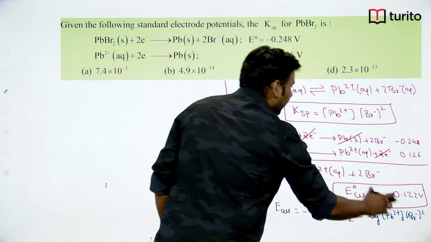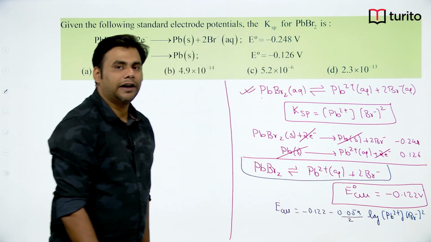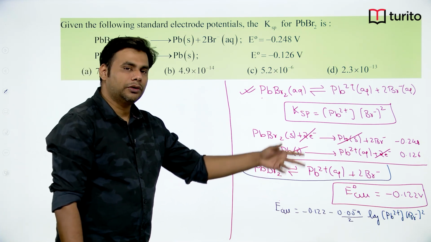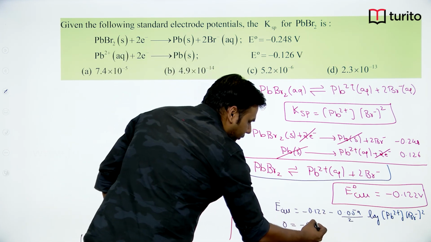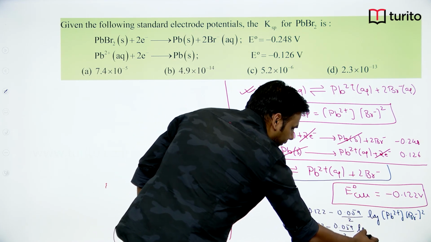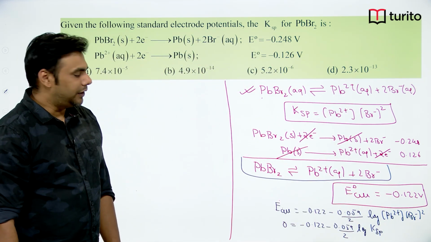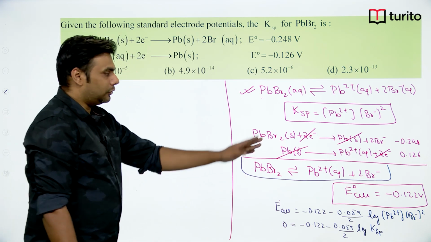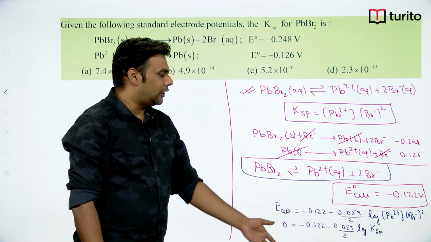If this attains equilibrium, then only will we be able to find the solubility product. At equilibrium, E cell is 0. So this is minus 0.122 minus 0.059 upon 2 times log of Ksp, because Ksp is the concentration of Pb2+ into the concentration of Br- whole square. From this you can calculate, and the answer will come as A only. This is what we were doing using that formula also. So this is how we are approaching it.